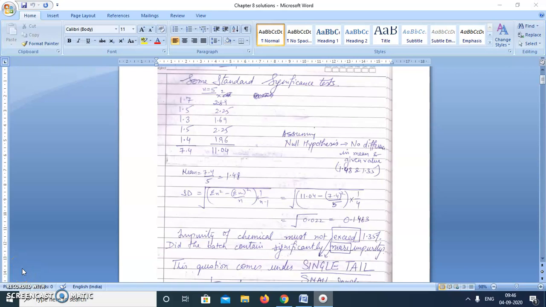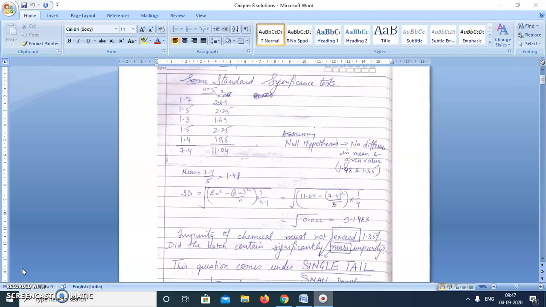Good morning to all. So today we'll do the problems of chapter 8. Earlier we have discussed question number 1 in the last class. So I'll continue and first summarize the first question also.